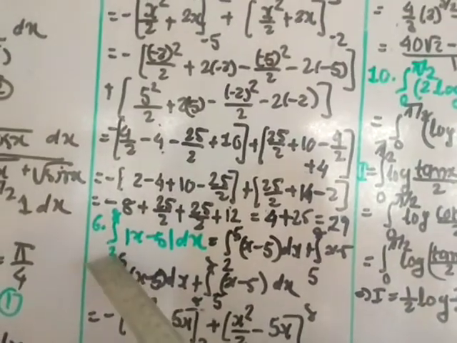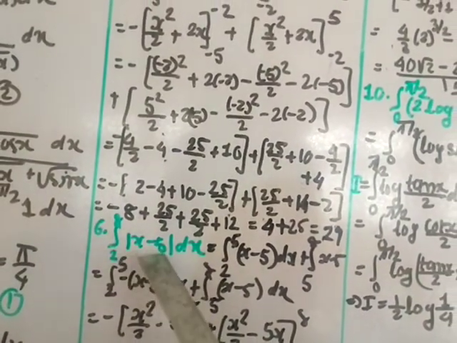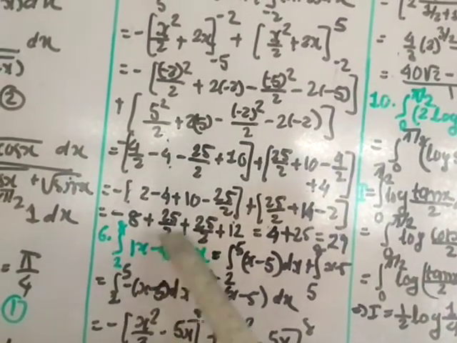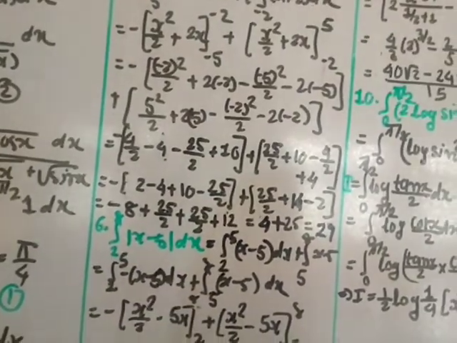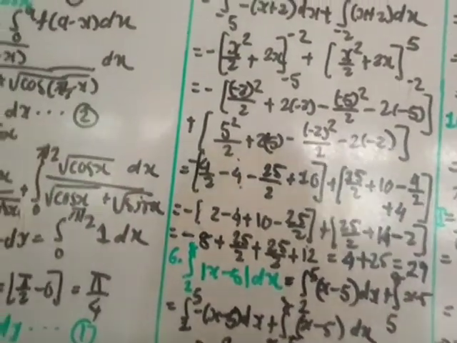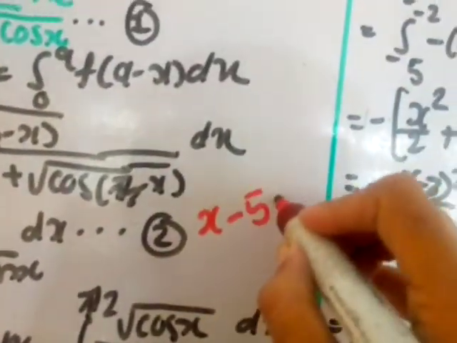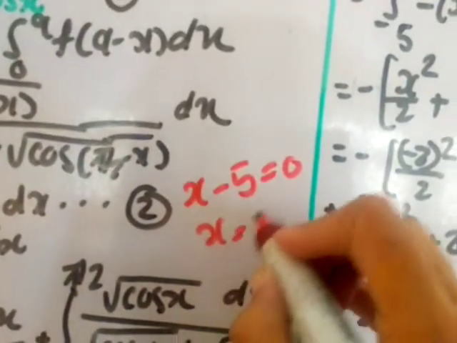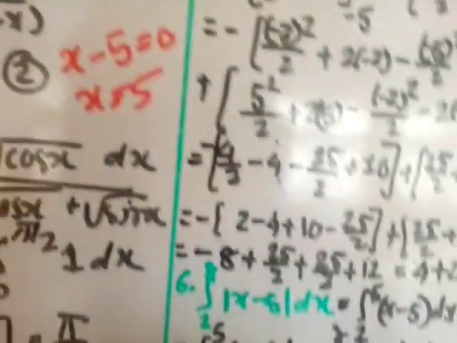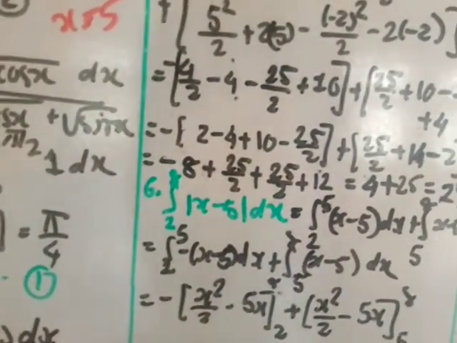Question number 6: integral 2 to 8 modulus of x minus 5 dx. Here also it is modulus, 2 to 8, so you have to break this limit. The same way you took x plus 5, you take x minus 5 equal to 0, so you get x is equal to 5. So you divide the limit at 5: 2 to 5 and 5 to 8, up to 8 only you can go.